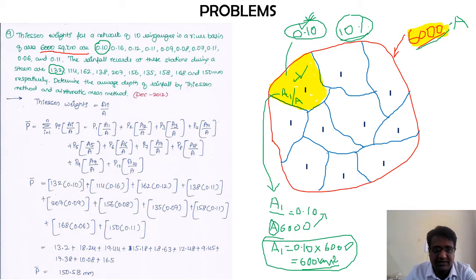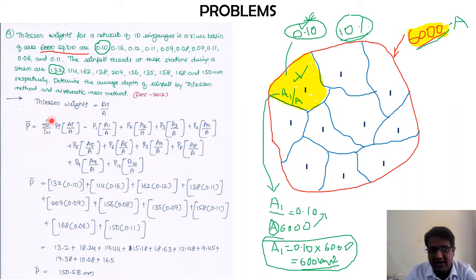Okay, now coming back to the formula. This is basically what the question was, and how we need to go about the solution. For average precipitation the formula is summation of i varying from 1 to n, Pi times Ai by A. So what does this mean? What does i varying from 1 to n indicate?